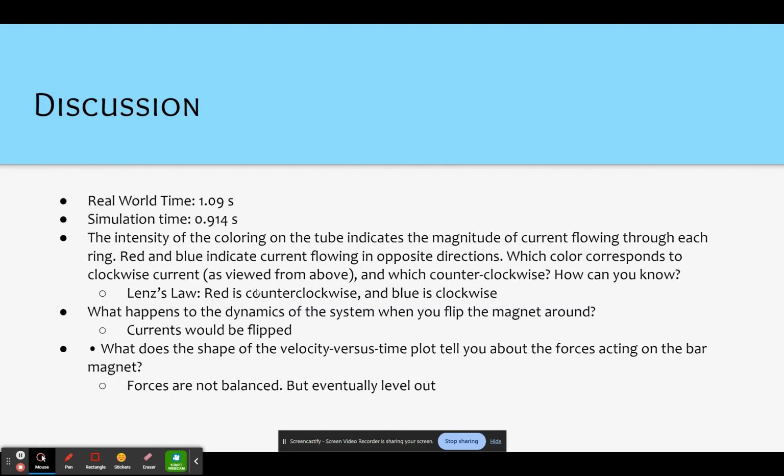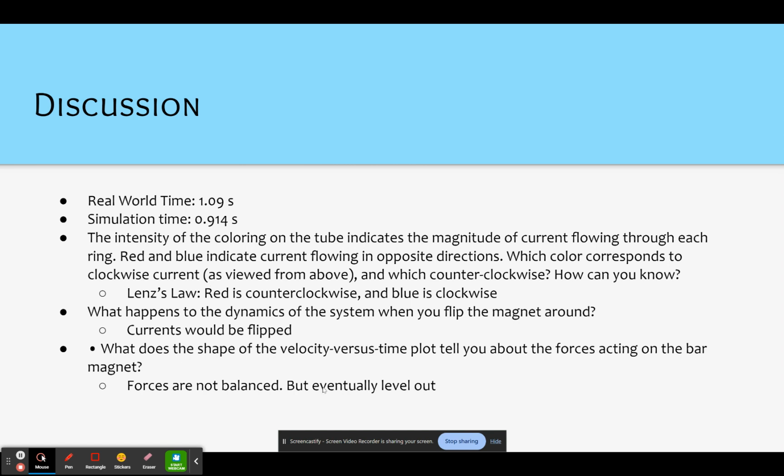So again, we were about 1 second off. The intensity of the color on the tube indicates the magnitude of the current flowing through each ring. So I found that red is counterclockwise and blue is clockwise. Again, you can't really see the red, but it was there as it was going through the simulation. What would happen to the dynamics of the system if you flip the magnet around? Nothing would really change. The currents would be flipped, but it would still slow the magnet down.